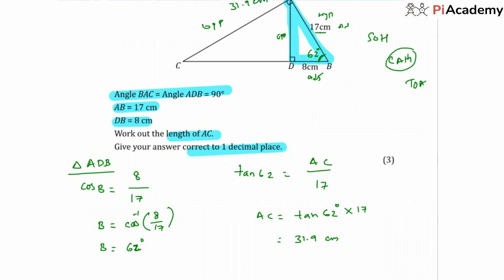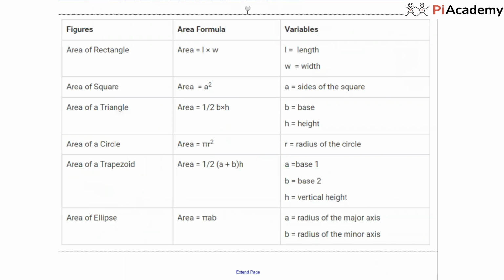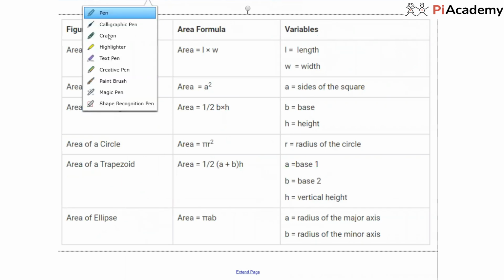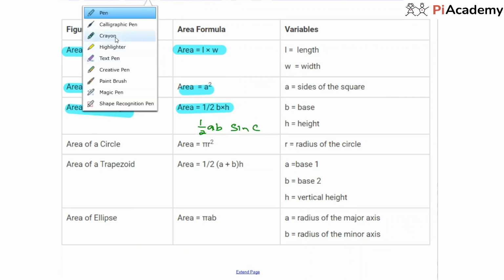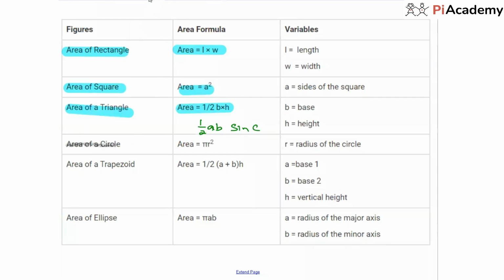Wonderful. Now next we're coming to area and perimeter. I want you to go through these formulas. I've just listed some of them you already know. If you don't know something, just have a look at them. Area of rectangle is length times width. Area of square is side squared. Area of triangle is half base times height. And also, as we learned yesterday, if you have an angle given, it is half AB sine C. You should also know this formula. And area of circle is pi r squared.